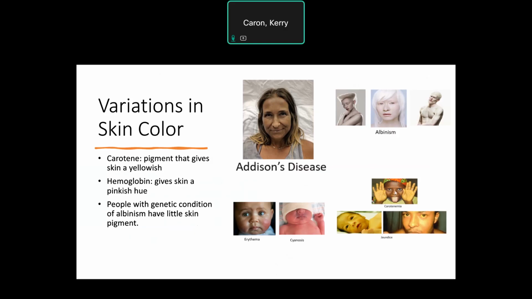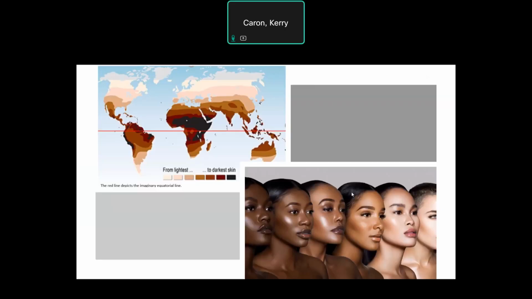If you ever fed a baby a lot of carrots, and they love carrots, you ever notice that their nose sometimes looks a little orange colored, or their tips? That's the carotene. And here are some of our beautiful skin tones. And in the world, near the equator, where there is more light, you find darker skin, and as you get away from the equator, skin becomes lighter.